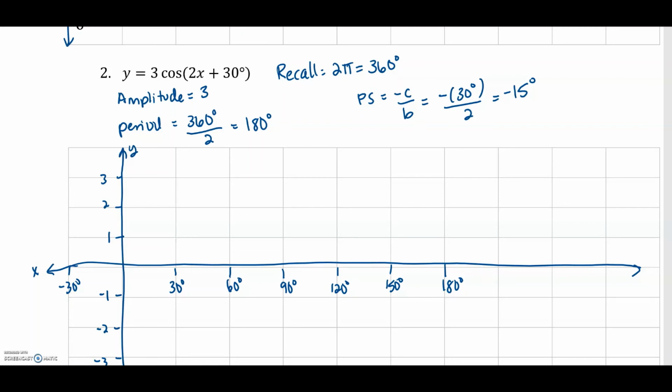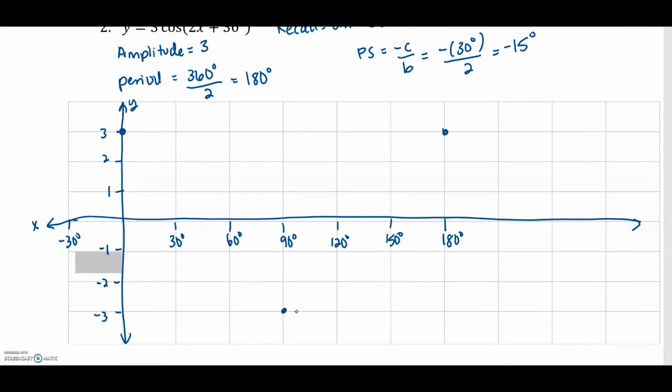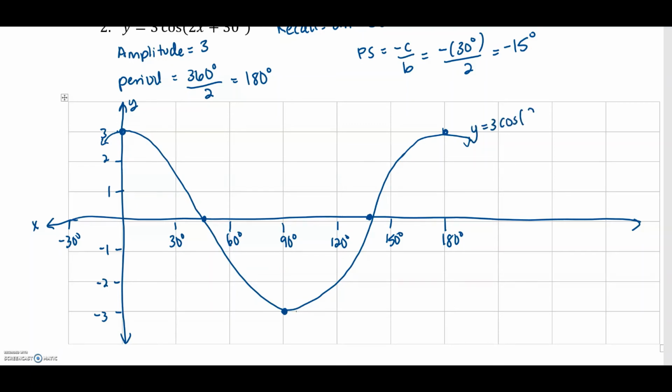So don't forget, this is a cosine function, so before our function is shifted, it has a maximum value occurring at x equals 0, and at one period, so x equals 180, your max will also occur, and the minimum will occur at 90 degrees, so halfway between those maxes, and then we have zeros in between the max and mins at 45 and 135 degrees. So there's an approximate graph of y is equal to 3 cos of 2x.